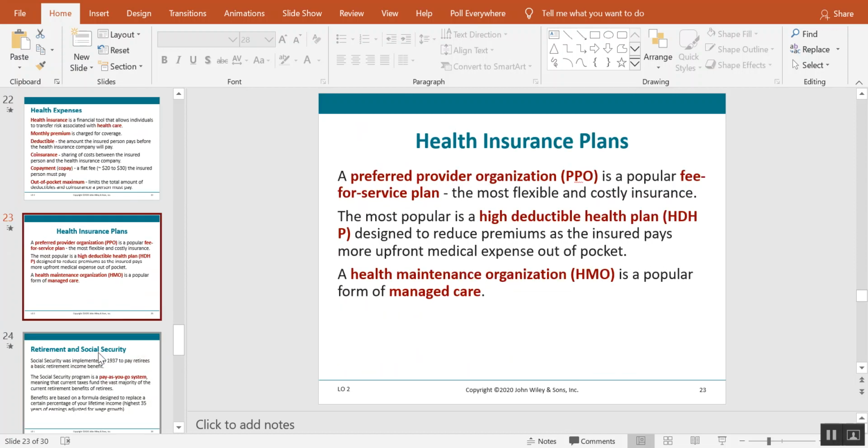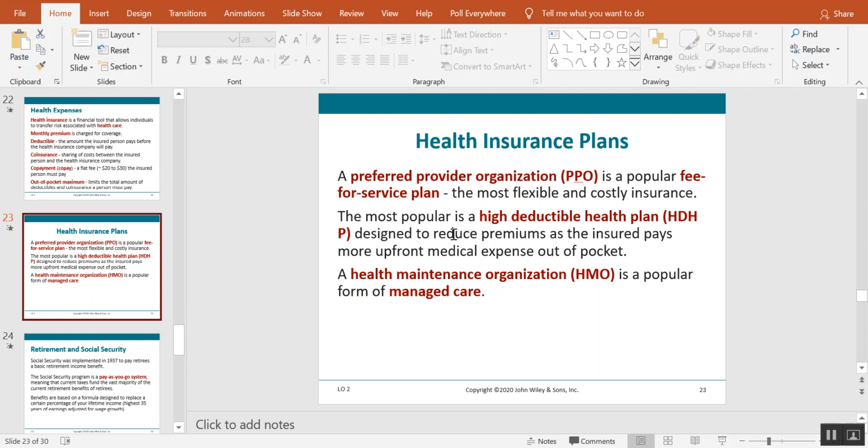Health insurance plans basically come in different types, different varieties. Preferred provider organization is a fee for service plan. It's the most flexible plan, but it's also the most expensive because you don't have as many limitations on who you can see, and the insurance company does not have the same leverage to negotiate the fees with a wider group of physicians or providers.